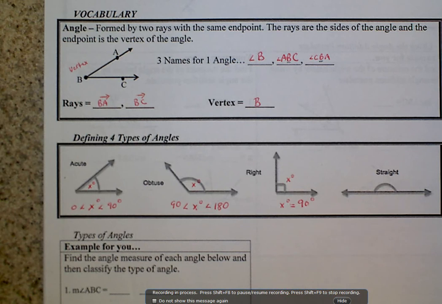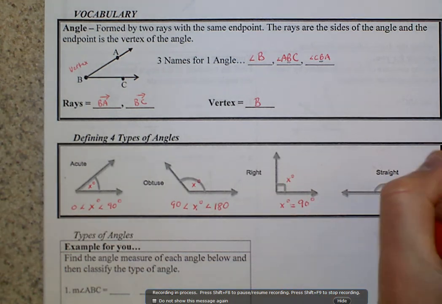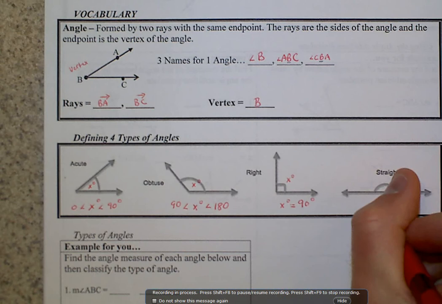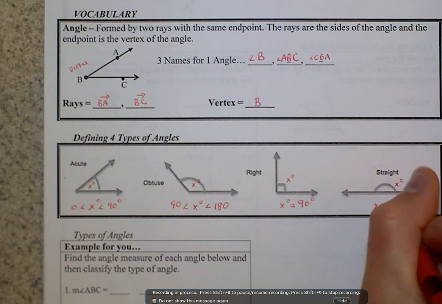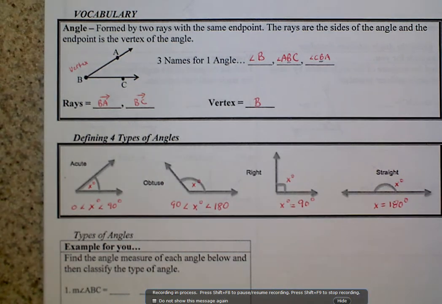And then the last one's a straight angle, and this is something, these two right here, you're going to see a lot in geometry in terms of the angle addition postulate. It's just going to show up here down the road. But a straight angle, if I called this X, is equal to 180 degrees. Any straight line in geometry, when we're talking about measuring something, is always 180 degrees. Okay?